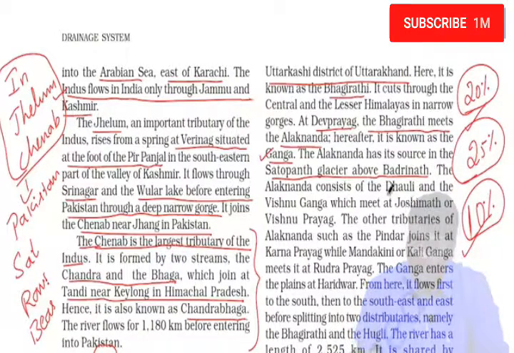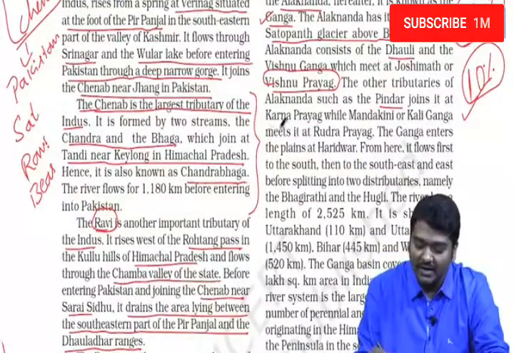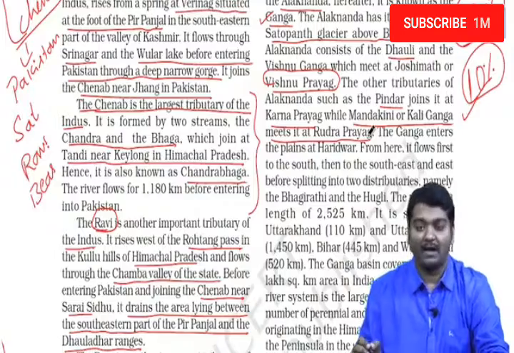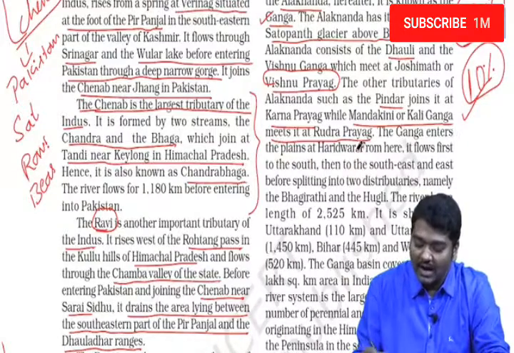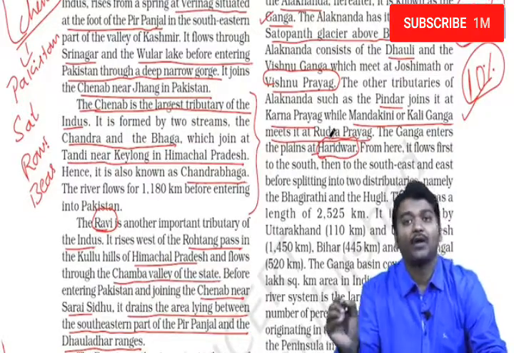The Alaknanda consists of the Dauli and the Vishnu Ganga, which meet at Joshimath or Vishnu Prayag, not required. The other tributaries of Alaknanda they have given: Pindar joins it at Karna Prayag, while Mandakini or Kali Ganga meets it at Rudra Prayag. The Ganga enters the plains at Haridwar. Very, very important for you.